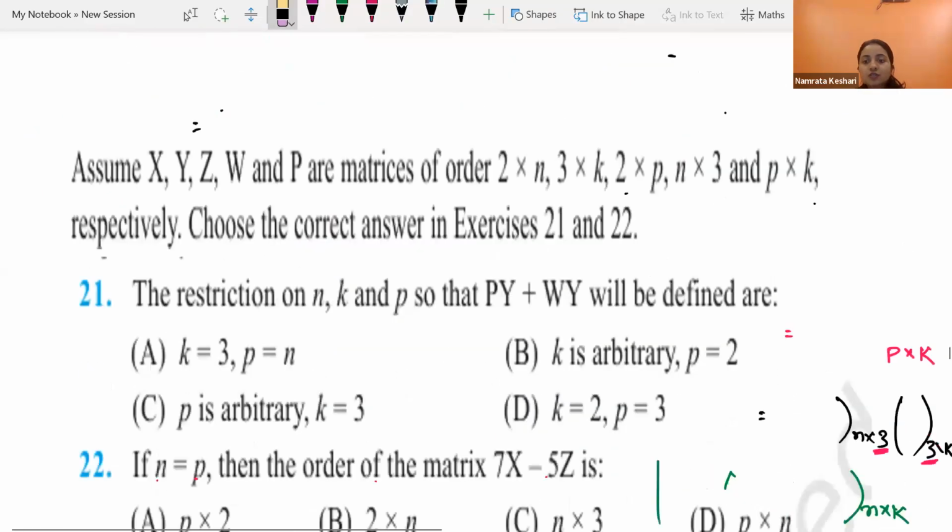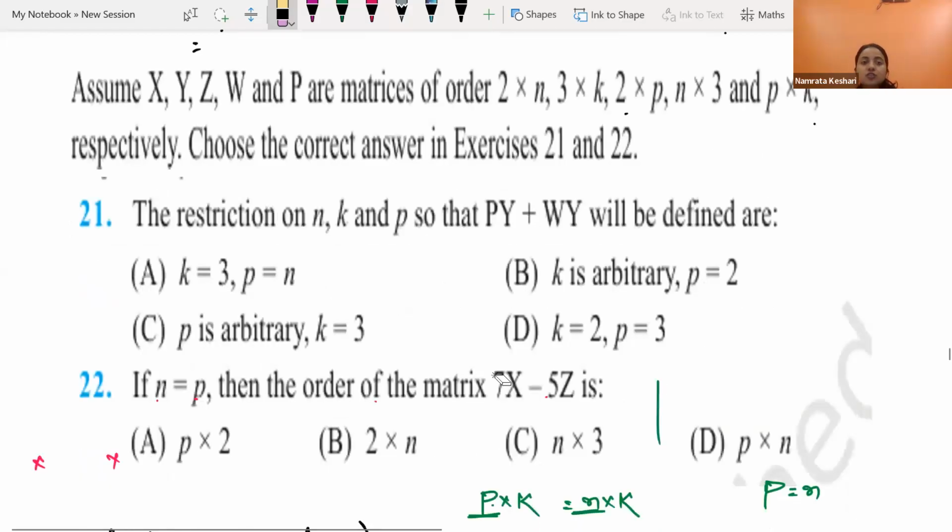Can you see this question over here, Kiran? Question 21. Yeah. Okay, before that instruction is added over here, let's do it together. So here it says assume X, Y, Z, W, P are matrices of order 2 by N, 3 by K, 2 by P, N by 3, P by K respectively, the orders are given over here. Now, accordingly, we have to choose the correct option. So the restriction on N, K, P, so that this is defined.